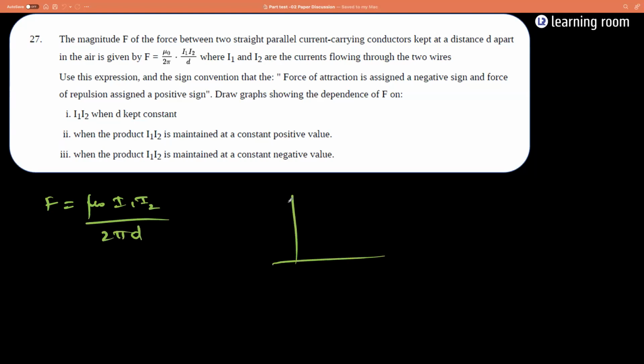So what are they asking? When F is a function of I1 I2, when d is kept constant. So force is directly proportional to I1 I2. Right. So how will the graph look like?